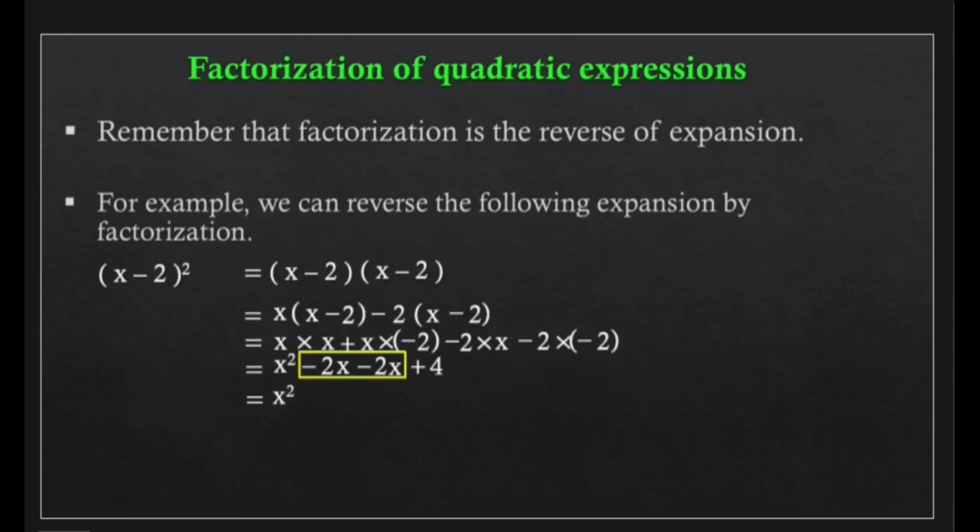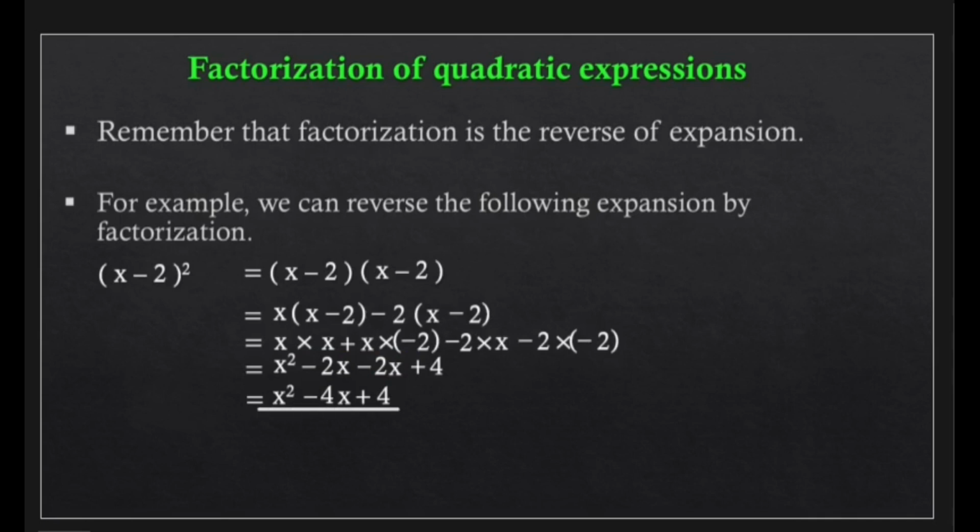Since these are like terms, negative 2x minus negative 2x are like terms and they have the same sign, it means you add them and keep the sign for the final result. So negative 2x minus negative 2x will give you negative 4x. Then you bring down the 4. So this is now our final expansion.